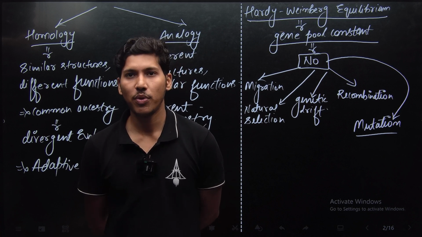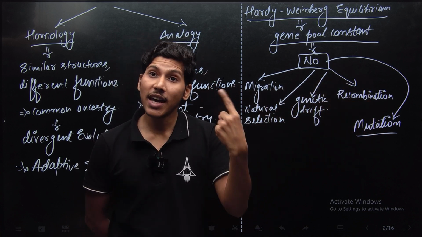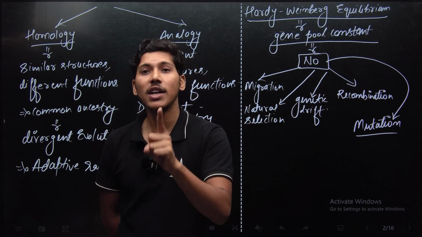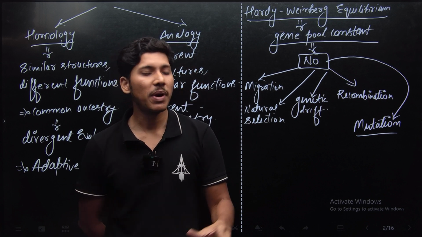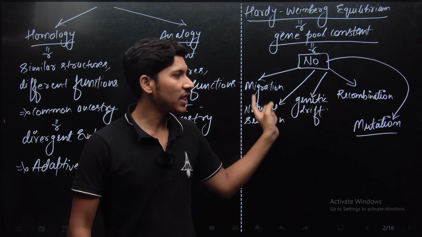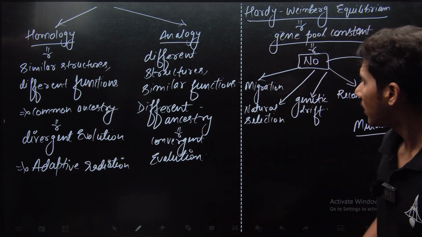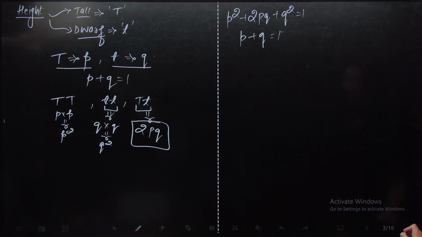of a population. But if none of these things are happening in a population, then the population will not evolve at all. But we know that in any population, one among them will always be happening. Okay, clear? This is your Hardy-Weinberg principle.